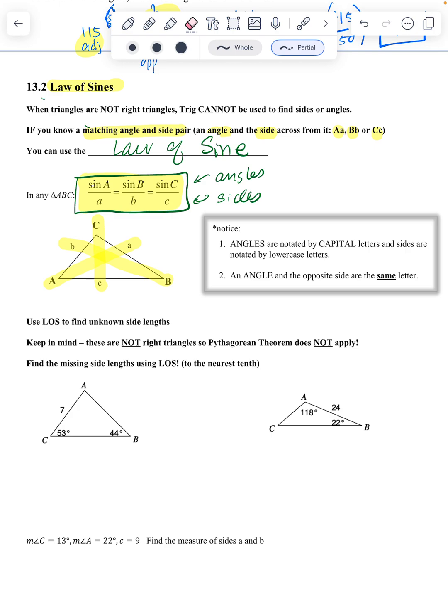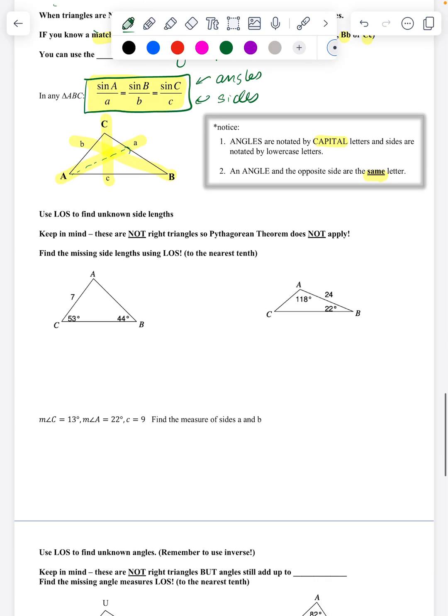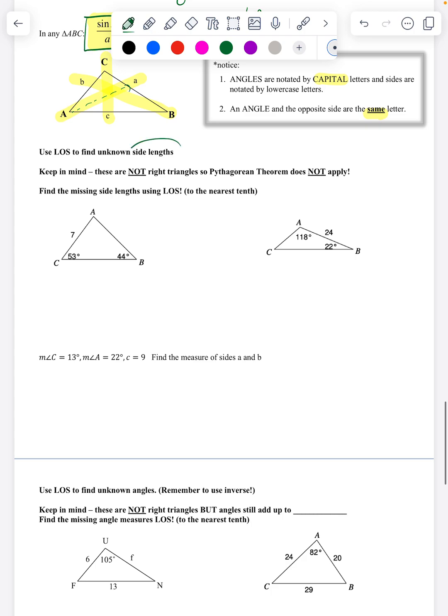Keeping in mind that angles are going to be your capital letters, and then the side across from it is going to be the same letter in lowercase. So if I'm here at angle A and I shoot straight across, I hit little side a, same with C, B, whatever letters they choose. So we're going to learn two things: how to find sides, how to find angles. So let's find sides first.